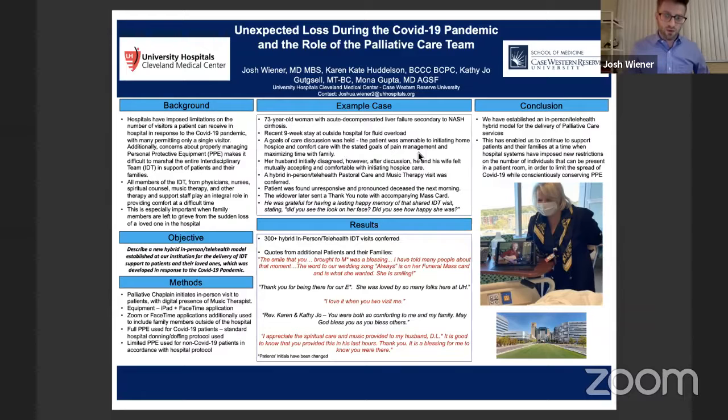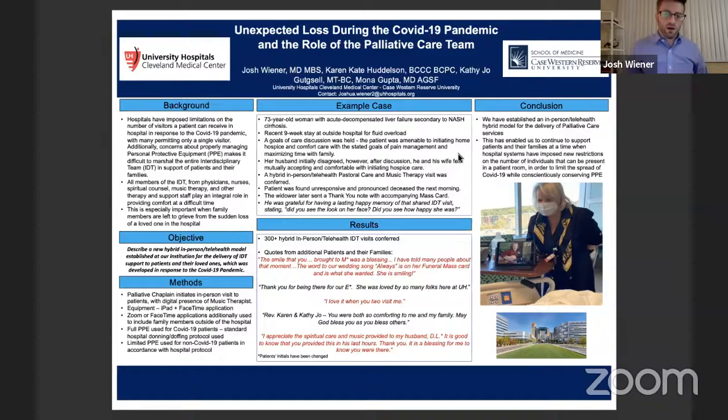In this case, a 73-year-old woman with acute decompensated liver failure presented to the hospital after a recent 9-week stay at an outside hospital for fluid overload status and care. At that time, I initiated with Dr. Gupta a goals of care discussion. The patient was amenable to initiating home hospice with comfort care with stated goals of pain management and maximizing time with family. Although her husband initially disagreed with that pretty strongly, after discussion, he and his wife felt mutually accepting and comfortable with initiating that care.